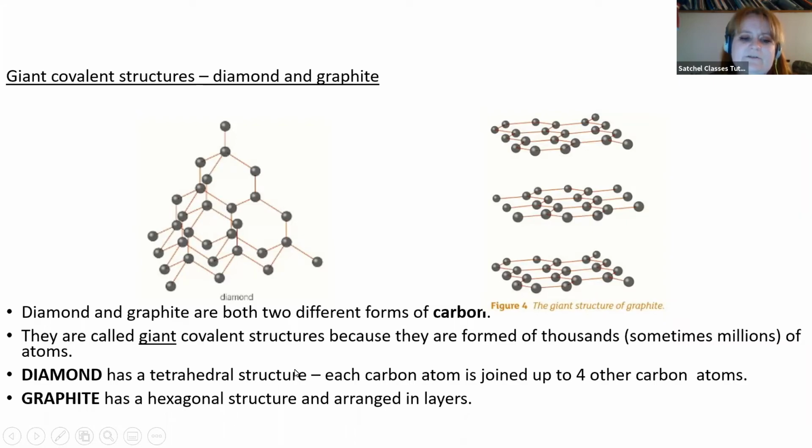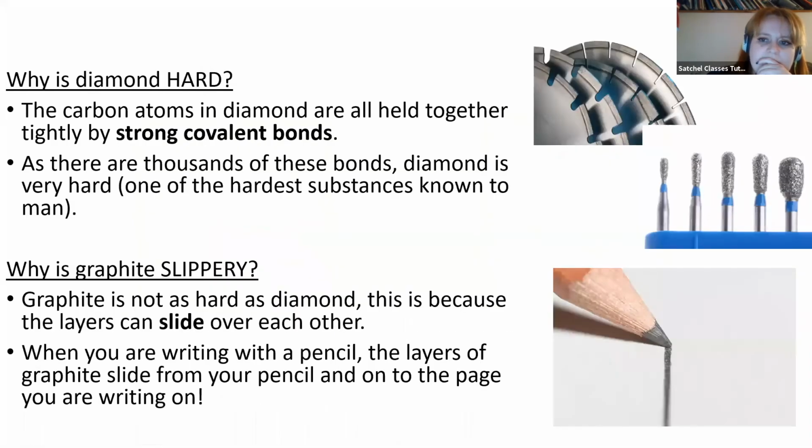Diamond has a tetrahedral structure, which means that each carbon is bonded to 4 other carbons. All of the spaces are taken up, which is very, very strong. Graphite has a hexagonal structure and is arranged in layers. It goes off for millions of atoms, but they're on top of each other.